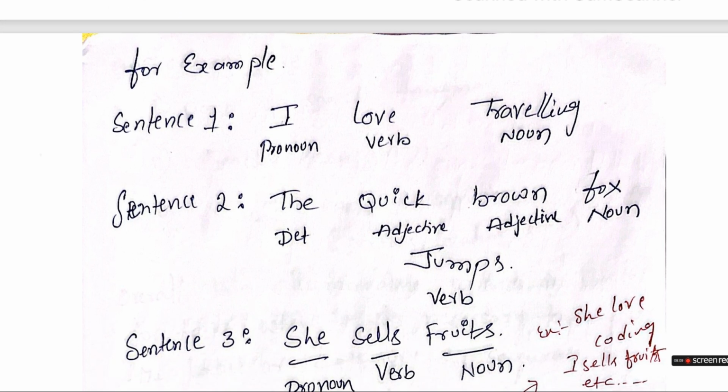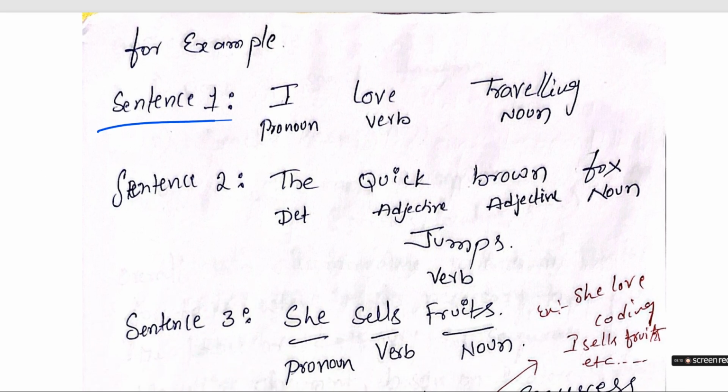Very simple example I have given here. There are 3 sentences I took here. So 3 sentences are available. In these 3 sentences, the first sentence is, I love traveling. The second sentence is, the quick brown fox jumps. And the third sentence is, she sells fruits.